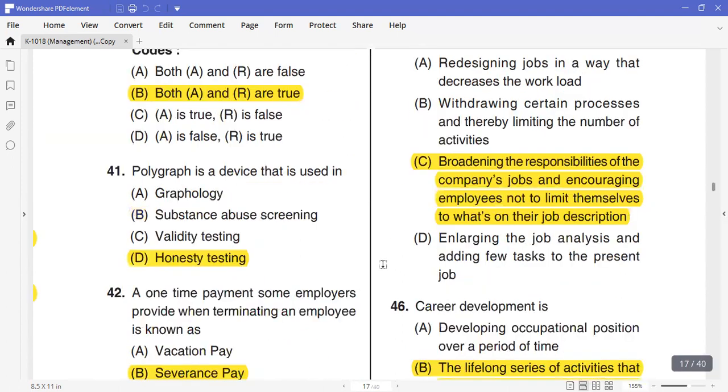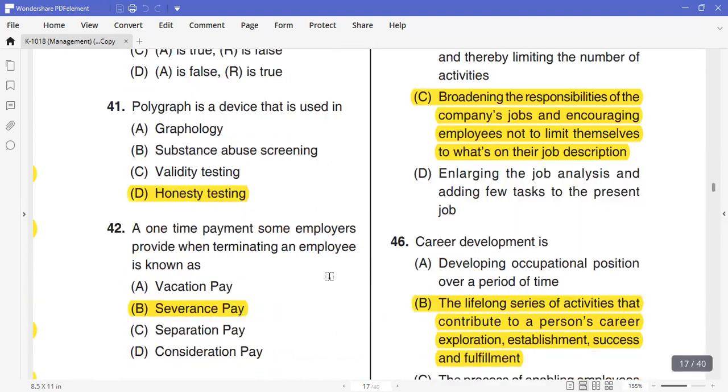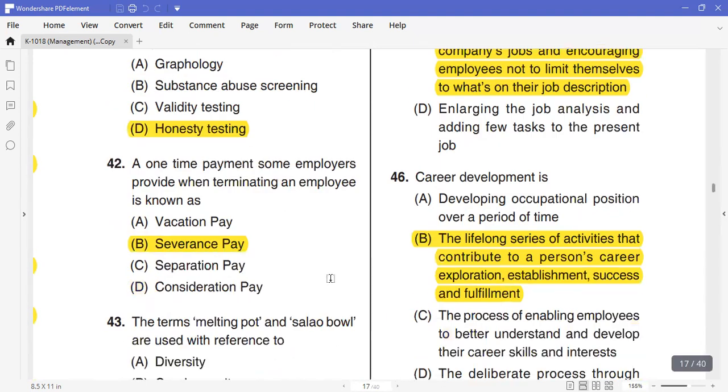Next, 41st question. Polygraph is a device that is used in honesty testing. This is a device basically used to test the honesty of a person. So 42nd question, a one-time payment some employers provide when terminating an employee is known as severance pay. It's called severance pay.